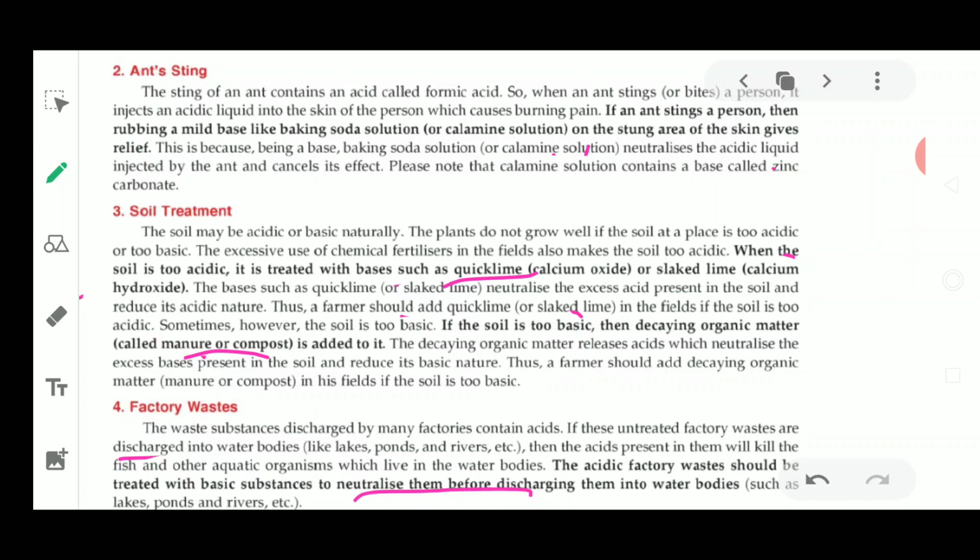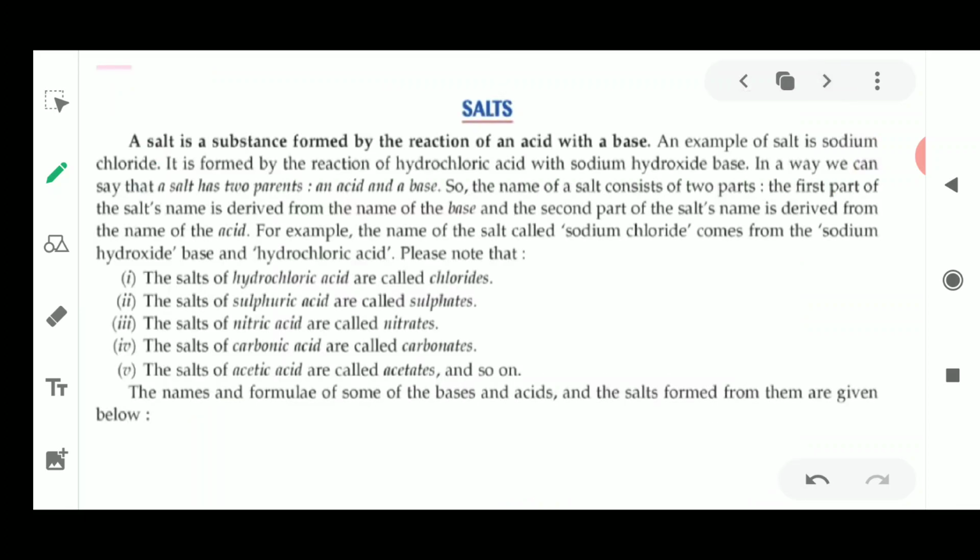Next thing, soil treatment is one new thing that we have to add. We cannot grow plants and crops in too acidic or too basic soil. And factory waste is one of the most important problems which has to be taken care of, where these acidic wastes are to be treated before discharging in a water body. So this was all about the neutralization reaction and its utility. Now the next thing we are going to discuss is about salts.